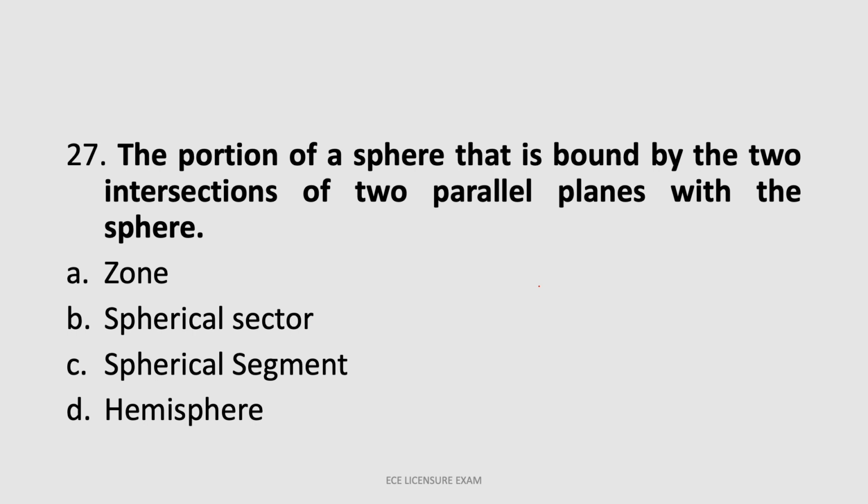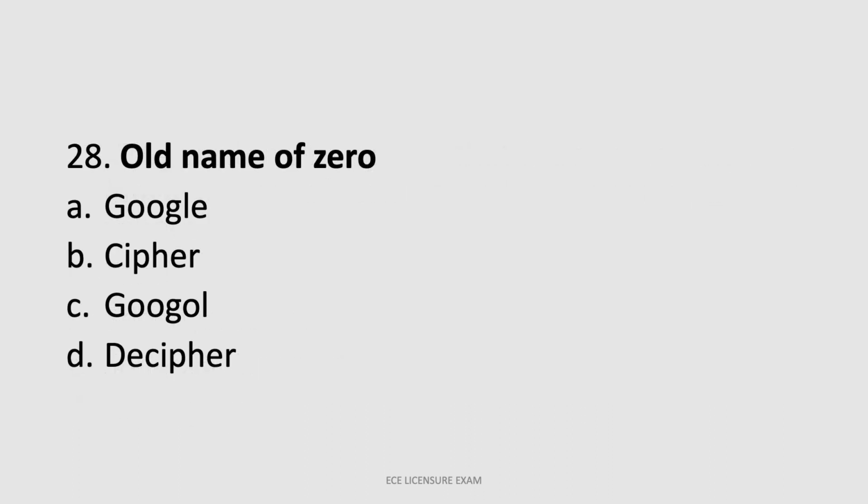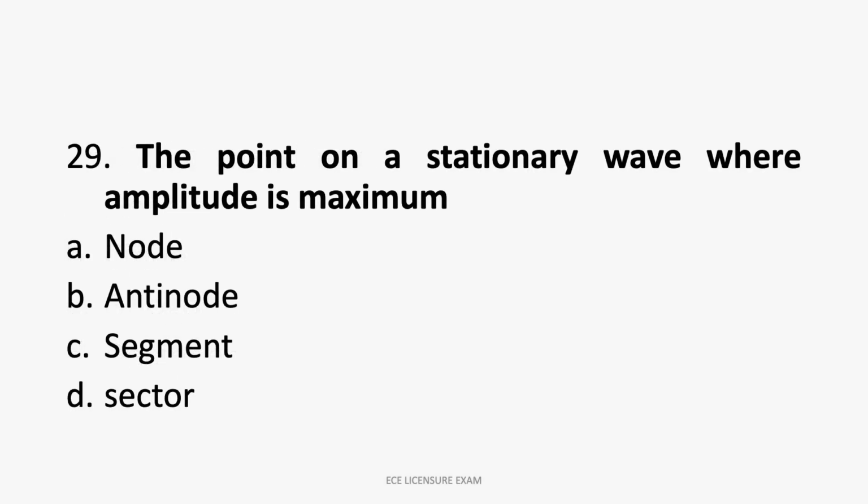The portion of a sphere that is bound by the 2 intersections of 2 parallel planes with the sphere. Zone. Old name of zero. Cipher. The point on a stationary wave where amplitude is maximum. Antinode.